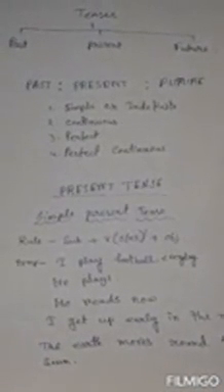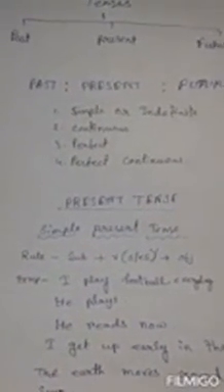So the first tense is present tense. So what's the rule of present tense? I will show you in the picture. I have already told that the first tense is present tense. So what is the rule of present tense? I have written here. In simple present tense, we have to use subject, then verb and object.